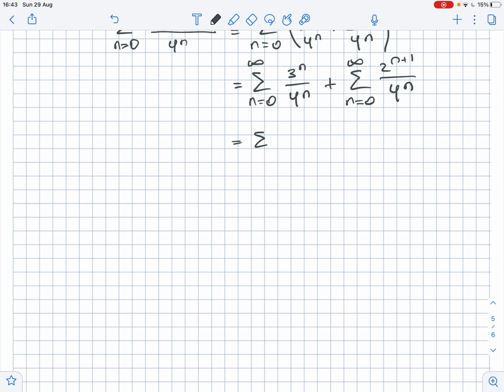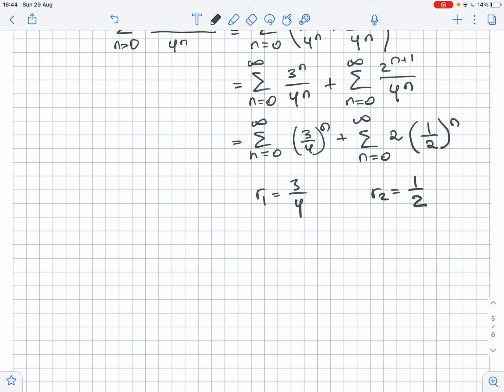This equals the sum from n equals 0 to infinity of (3 over 4) to the power of n, plus the sum from n equals 0 to infinity of 2 times (1 over 2) to the power of n. Well, we get two geometric series. In the first series, our common ratio r1 equals 3 over 4. And in the second series, common ratio r2 equals 1 over 2.